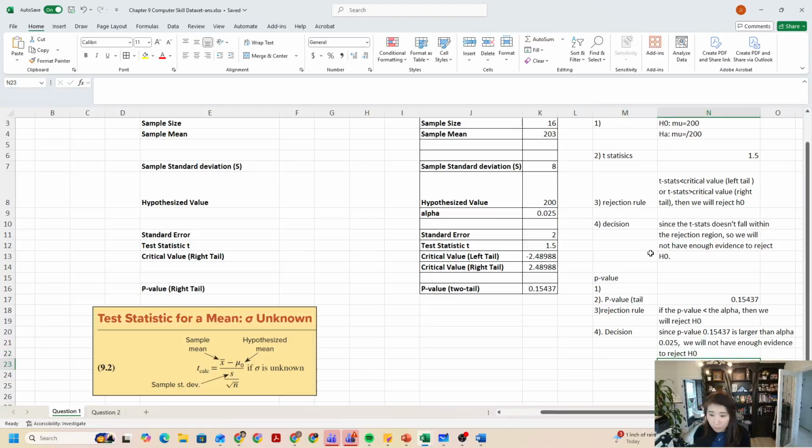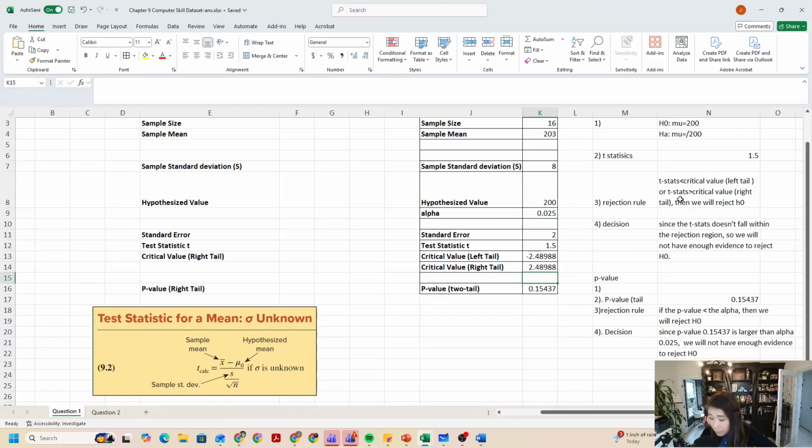So let's recap a little bit before we move on to question number 2, B and C. For both approaches, the first and the fourth step will look exactly the same. The difference is happening on the second and third step. If you use the critical value approach, you need to follow the formula we learned in class to calculate the t-stats, and then using the Excel formula T.INV.2T to calculate the right tail critical value. And then we add a negative sign to get our left tail critical value.